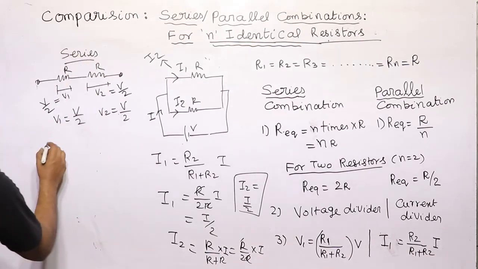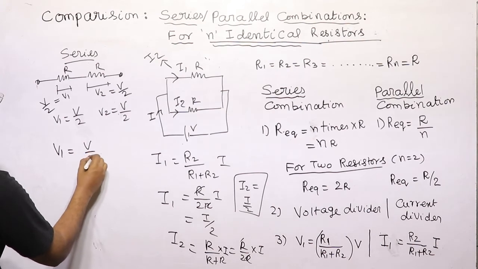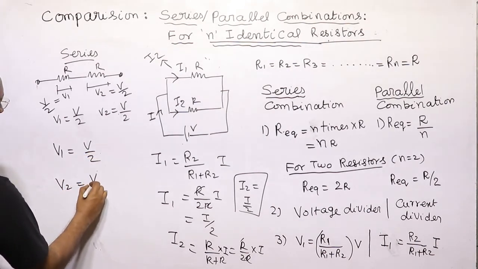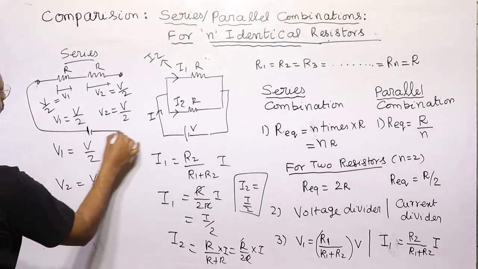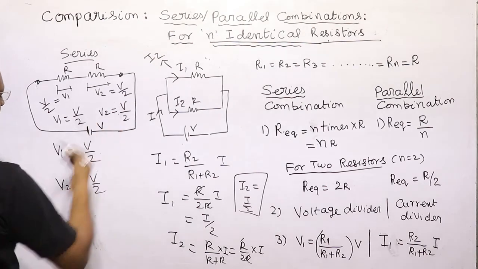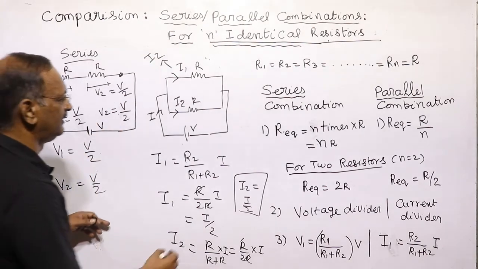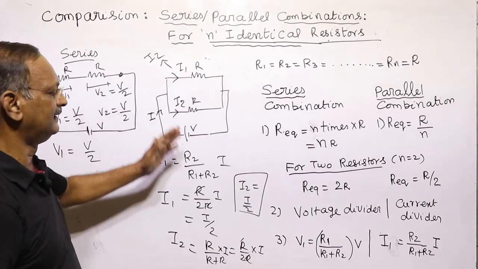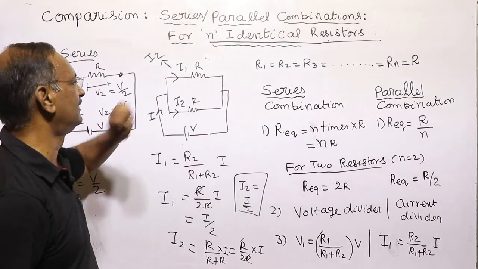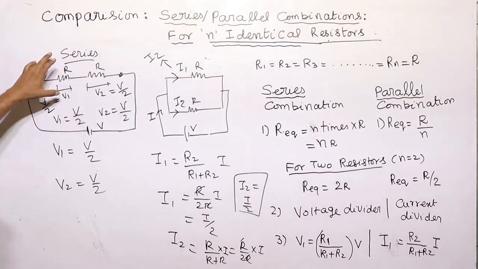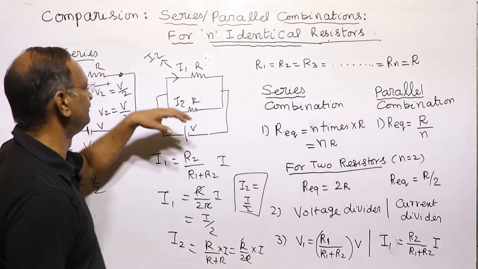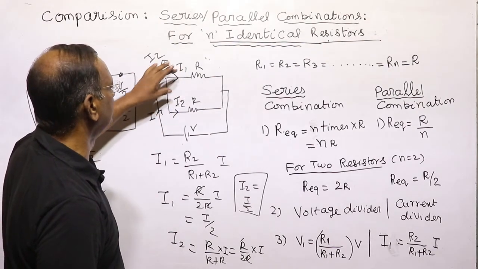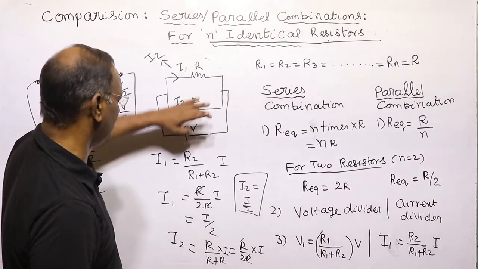In series, V1 is equal to half of the voltage and V2 is equal to half of the applied voltage. So this is the applied voltage V. And here, the current. What about in a parallel circuit? The current is divided. That is why it is called voltage divider here, and current divider there. In the voltage divider, with identical resistances, the applied voltage is divided half here, half here. Same way here, the current is divided into half of the net current and half of the net current.